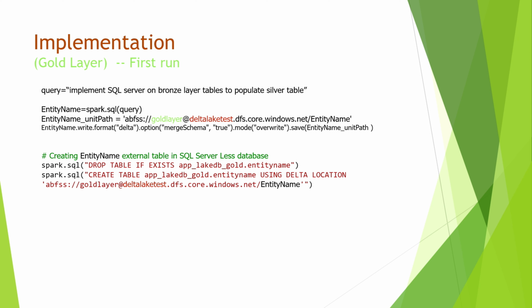So once the data is written to the delta lake format, we need to create an external table in the gold layer. Now we are creating two spark.sql statements. One will drop the entity if the same entity exists in the gold layer schema, and the second one will create the same entity using the delta lake location provided in the above code.